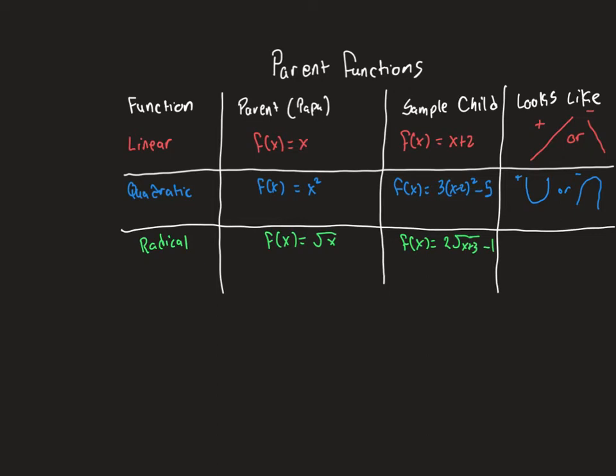Now, square root of x is basically the opposite of the x squared, so because of that, it's basically half of a parabola. Flipped upside down like that. That's if it's plus, and that's if it's minus.